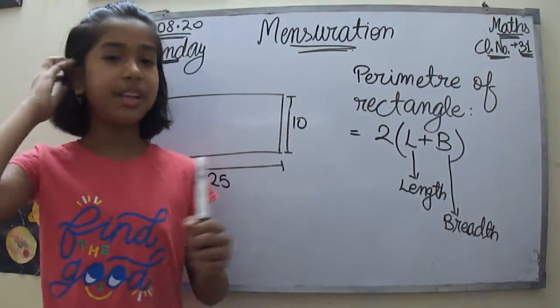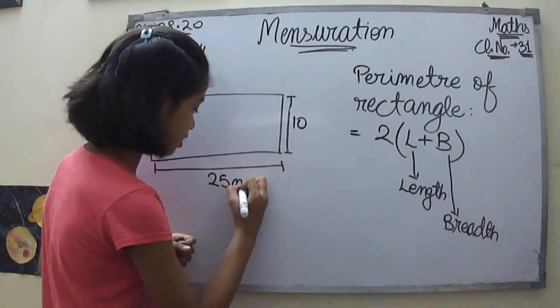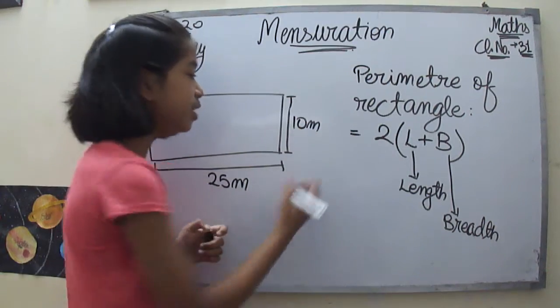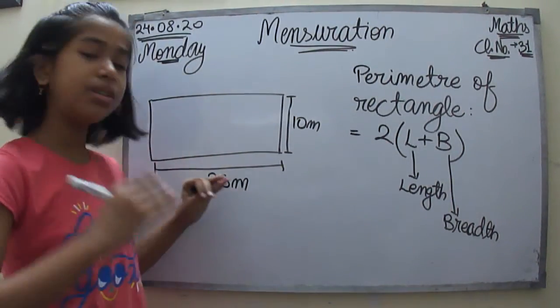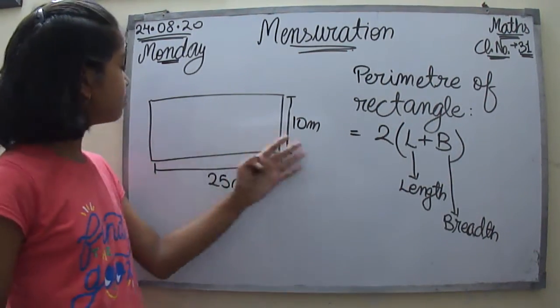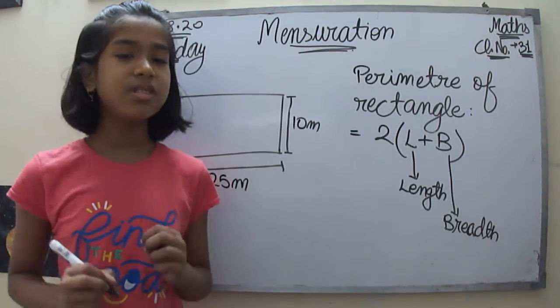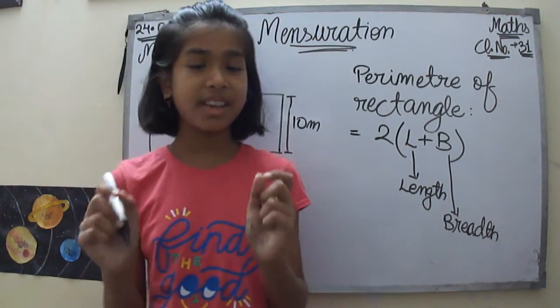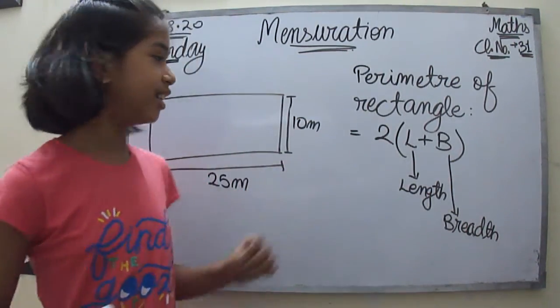We can also do it like this, that we can just add 25. Sorry, here it is meters. These both are in meters. Units are also important. So here we can also do it like this: 25 plus 25 is equal to 50. Then 10 plus 10 is equal to 20. 20 plus 50 is equal to 70. We can also do it like this, but it takes a little time. So now let's use the formula.